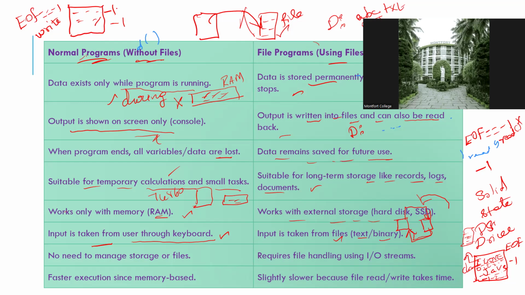How will we come to know that after that we don't have characters? We have to check it. So EOF means end of the file. Next, no need to manage storage or files. Here it requires file handling using IOStream. IOStream is a class, and under that we have many classes. By using those classes, we perform read and write operations. Faster execution since it is memory based. This one is slightly slower because file read and write tasks take time. So we will go to the next one.